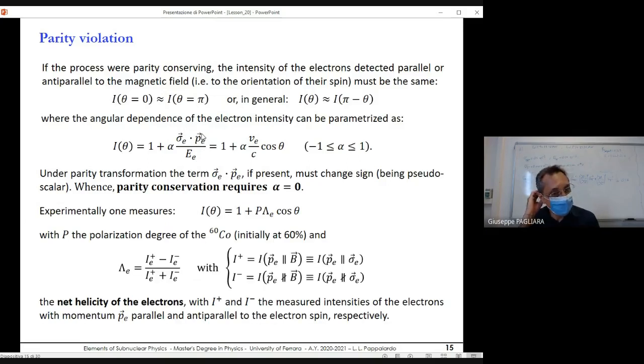Now, experimentally, what do they measure? They measure the angular dependence of the intensity of the electrons, which is parameterized as the polarization times the net helicity of the electron, which is the asymmetry between the intensity of the electron parallel to the magnetic field and anti-parallel to the magnetic field: I plus minus I minus divided by I plus plus I minus. I plus is the measured intensity of the electron with momentum parallel to the electron spin, I minus anti-parallel.